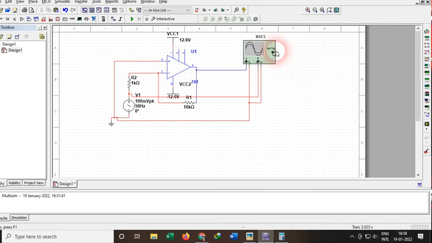So this was the end of the experiment. This is how you need to make the circuit. Make a good circuit.